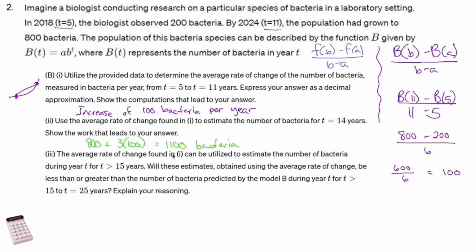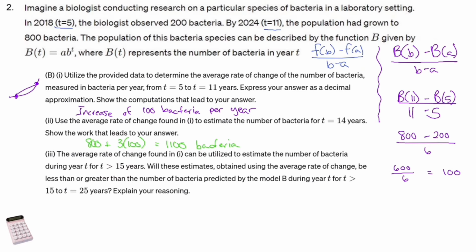The average rate of change found in 1 can be utilized to estimate the number of bacteria during year t for t greater than 15 years. Will these estimates obtained using the average rate of change be less than or greater than the number of bacteria predicted by the model B during the year t? Oh, and I only care about 15 to 25 years, not including 15. All right, so this is what I have to do.